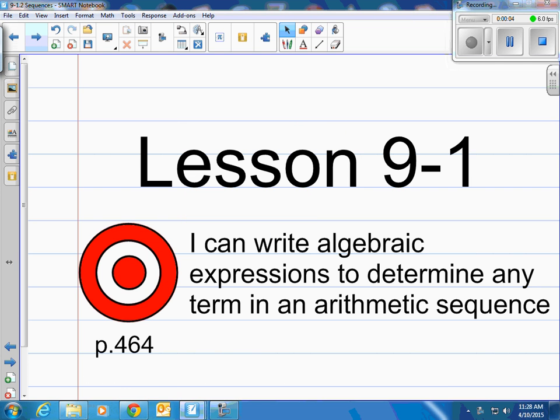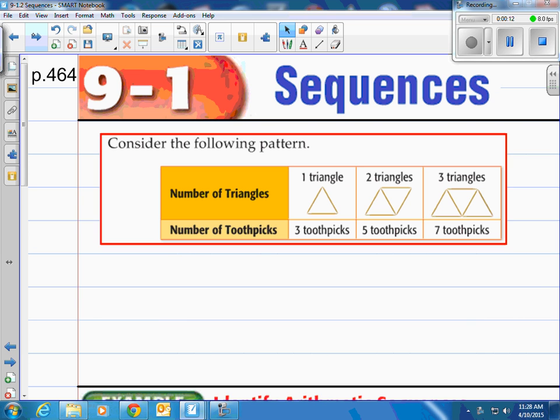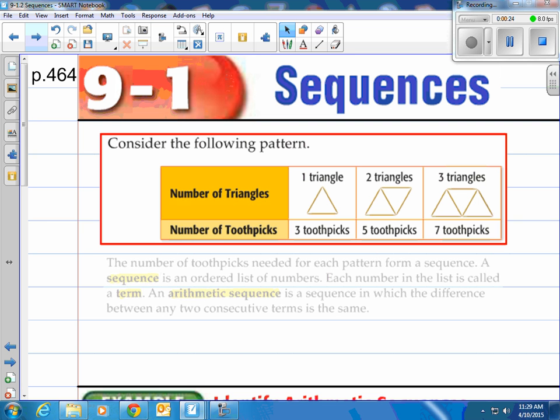This is lesson 9-1 on page 464. The target is, I can write algebraic expressions to determine any term in an arithmetic sequence. Take a look at this pattern. Talk about sequences. Do you see the one triangle? It takes 3 toothpicks. 2 triangles takes 5 toothpicks, and 3 triangles takes 7 toothpicks. Hopefully you can see that.